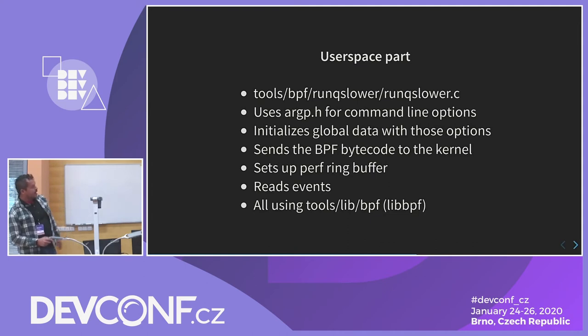The user space part is this. You have to write it. And then it uses argp. I mean, it's a user space program. It will initialize global data with the options that you collect from the command line. The skeleton noticed that there were external variables, global variables, so it makes it so that the program can alter the value of those variables before loading the program into the kernel. It sets up the perf ring buffers, which is the way to communicate from kernel space to user space, and reads the events, everything using libbpf.